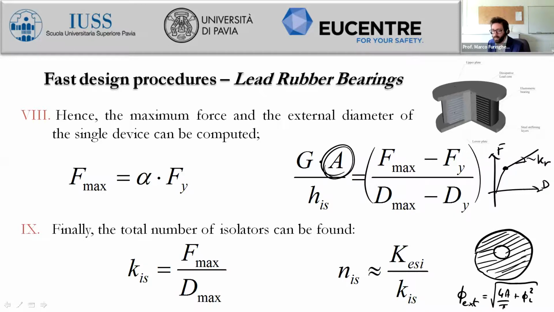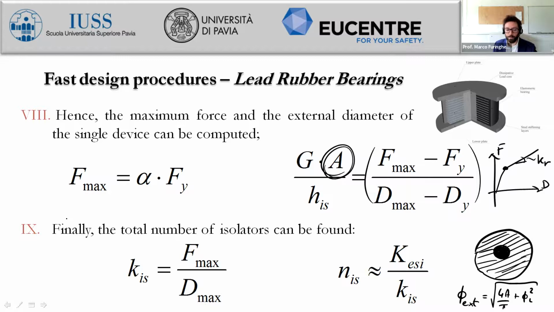Okay, and this is the lead core. First of all, we have to compute the post-yield stiffness, which is directly associated to the rubber compound, by using the differential quotient. And then according to the KR value, we can compute the A, and then with the A, we compute the external diameter of the device. So now we have the whole geometric quantities of the isolator.